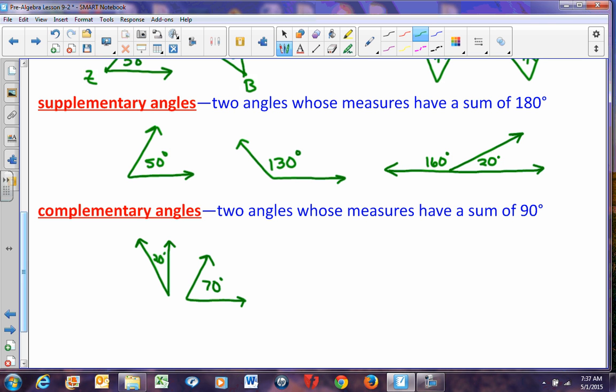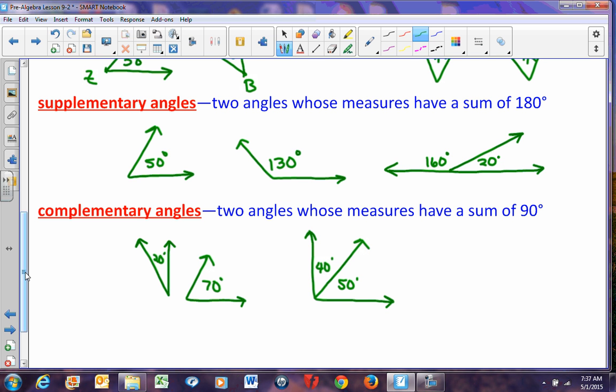Same thing, you could have, let's make this one 50 degrees, and this one 40 degrees. They can be adjacent, or they can be separate, but they're still complementary if they add up to 90 degrees.